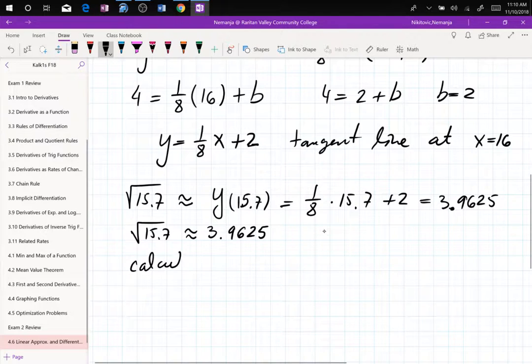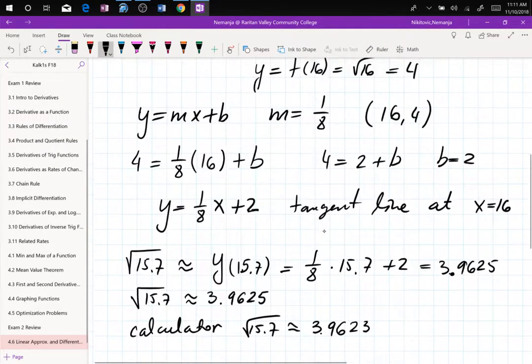Calculator will approximate the square root of 15.7 as, so now we're going to actually do this and see. Now this is what you would usually do, so that's why I say it's obsolete to do this, but it's okay. It gives us 3.9623, and we are off on the fourth decimal, right? That's 10,000s. We are off by 2 10,000s by this calculation.